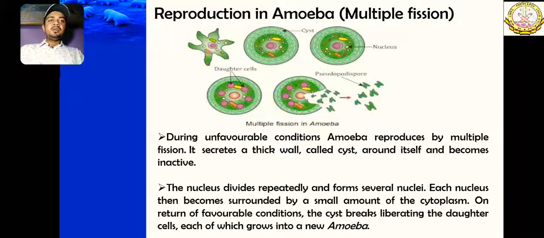So this was it, my dear students. I hope you understand. This was not tough. Amoeba is very easy to understand. In Protista, we have two more types of organisms, which are Paramecium and Euglena.